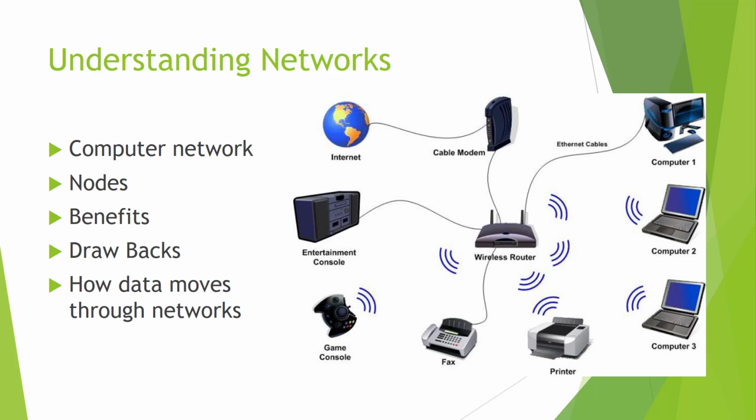All right. A computer network is simply two or more computers that are connected via software and hardware so they can communicate with each other. Each device that is on that network is called a node. And as we can see from my picture on the right, we have laptops, desktops, printers, fax machines, game consoles, entertainment consoles, iPads, tablets, IoT devices. The list probably goes on and on and on at this point in the world.